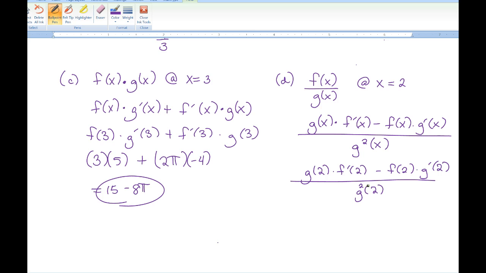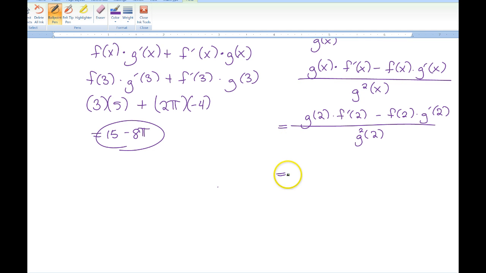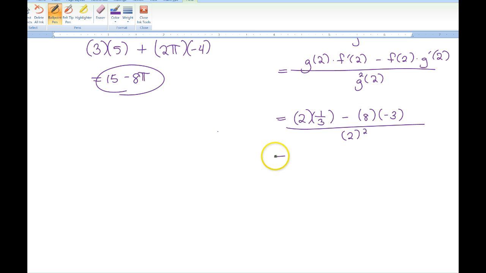And now we just plug in from the table of values. So g of 2... oh, what is g of 2? g of 2 is 2. f prime of 2 is 1/3 minus f of 2, which is 8. g prime of 2 is negative 3 all over g of 2, which is 2 squared. So 2/3 plus 24 over 4. And that simplifies to 37.6.